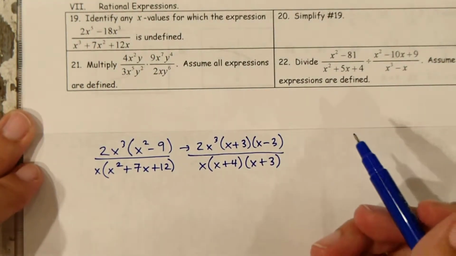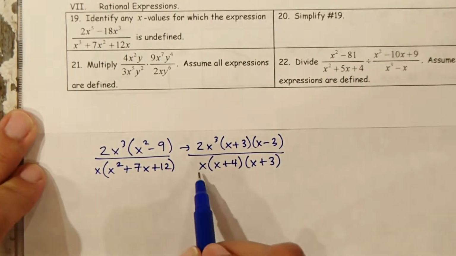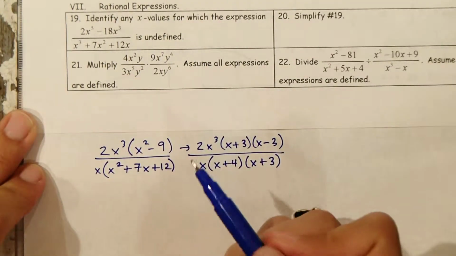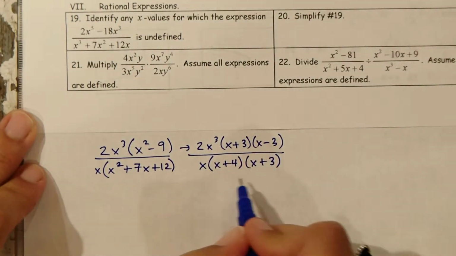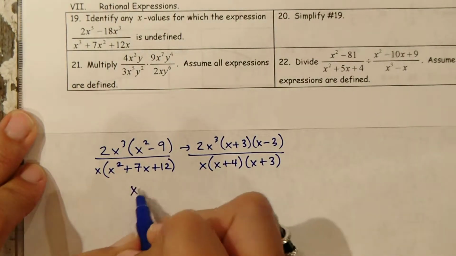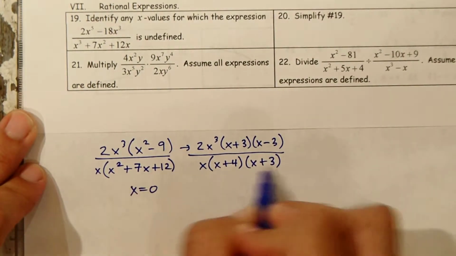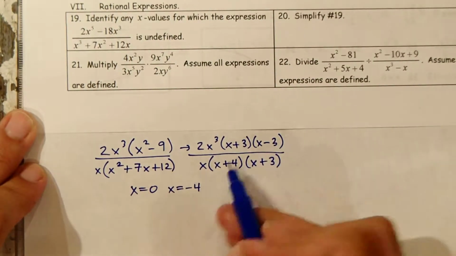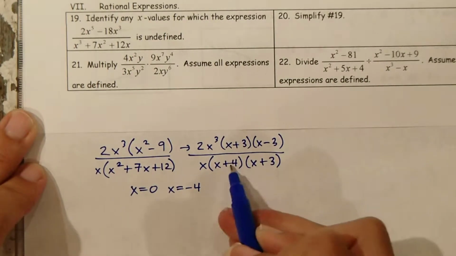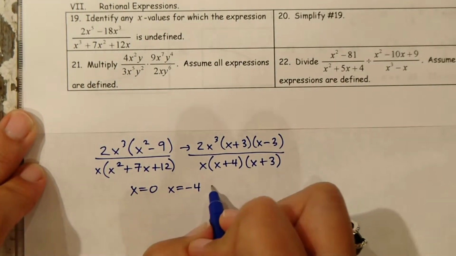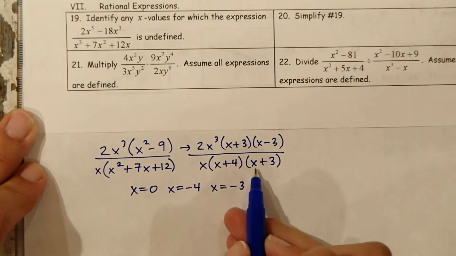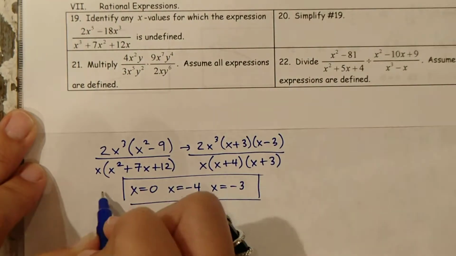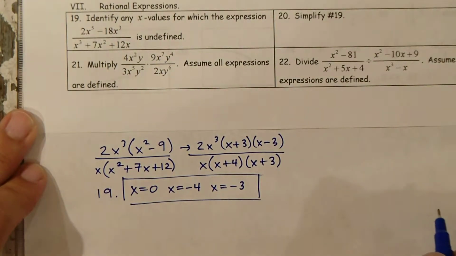So the values where it's undefined are going to be when any one of these factors equals 0. If you have a 0 in the denominator, that is the definition of something that's undefined. So this will occur if x equals 0. If this is 0 here, then everything in the denominator is 0, so that cannot work. If x is negative 4, then negative 4 plus 4 would make 0, again making the denominator 0. Can't have that. Or negative 3: negative 3 plus 3 is 0, again 0 in the denominator. So these are going to be the values for number 19 where it's undefined.